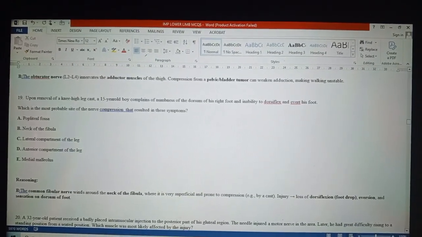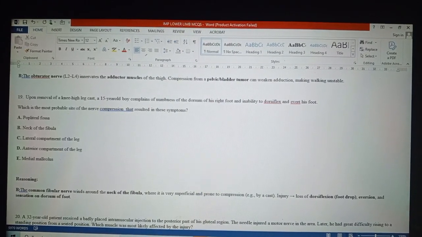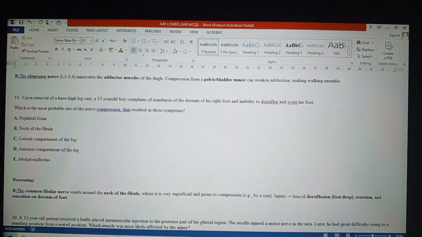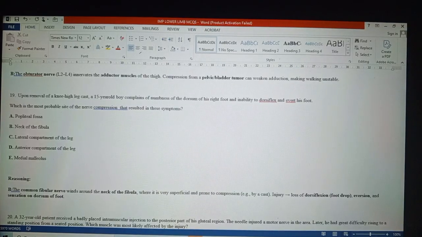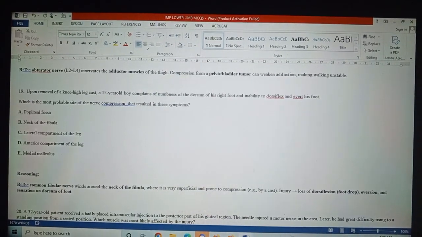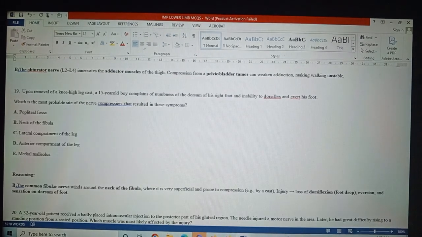Okay, question number 19 says, upon removal of a knee-high leg cast, a 15-year-old boy complains of numbness of the dorsum of his right foot and inability to dorsiflex and evert his foot. What is the most probable site of the nerve compression that resulted in these symptoms?